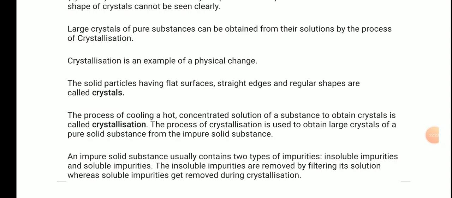Now, let us discuss the process of crystallization. It is clear to you that the process of cooling a hot concentrated solution of a substance to obtain crystals is crystallization. Why is it used? To obtain large crystals of a pure solid substance. Impure solid may contain 2 types of impurity, insoluble and soluble. The insoluble are removed by filtering its solution, whereas soluble impurities get removed during crystallization.